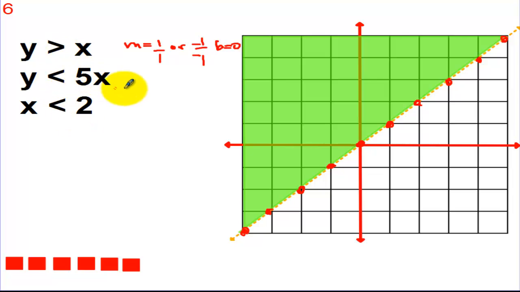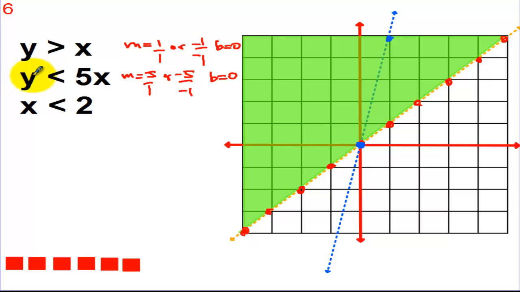Next inequality, slope is 5 over 1 or negative 5 over negative 1. Y-intercept is also equal to 0. Let me use another color. Starting on the origin, then go up 5 times. 1, 2, 3, 4, 5, and 1 to the right. So connecting these 2 points, we have to use a dotted line because we don't have a line under. Okay. Next, this one is y less than, so we have to shade below this line. So below this line means over here.